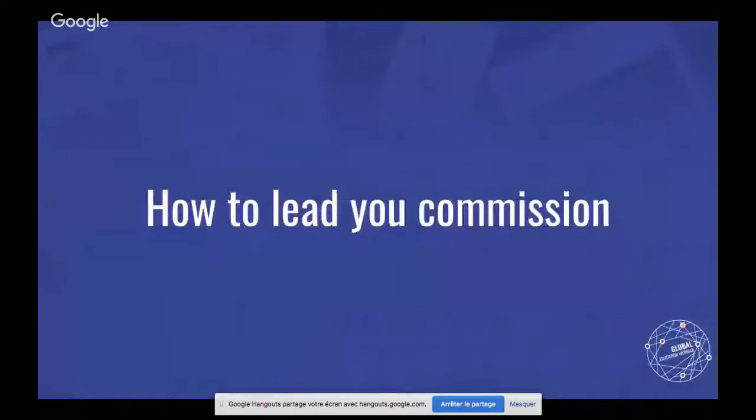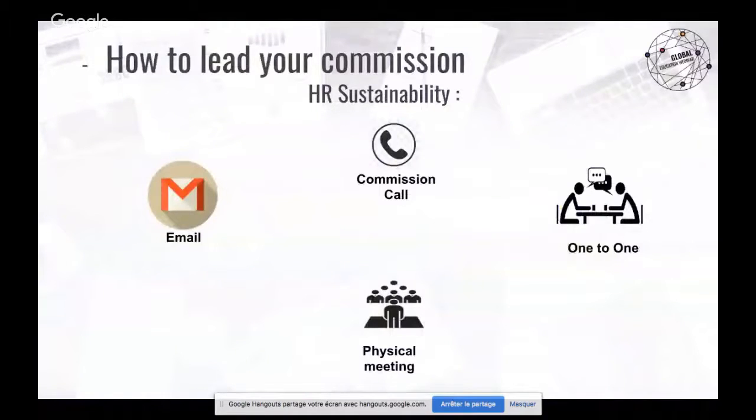How to lead your commission. So, how to maintain your human resources sustainability? It's mainly commission goals. Monthly, you should have a clear guidance, a clear vision of how you will be managing your commission. For example, you will be having a commission call twice a month or once a month. It depends on you to sustain and manage your human resources, and to deliver to them all what they need on a daily, weekly, and monthly basis.